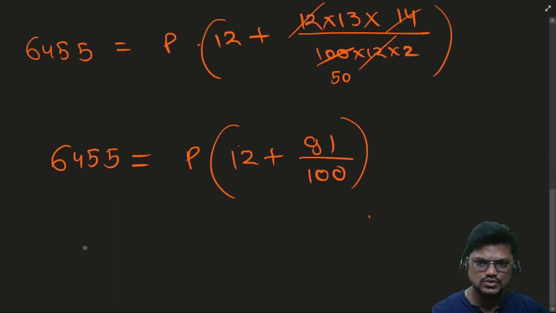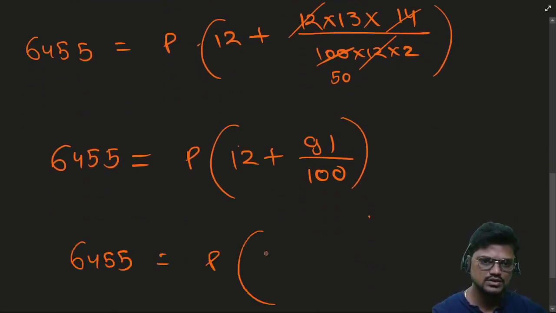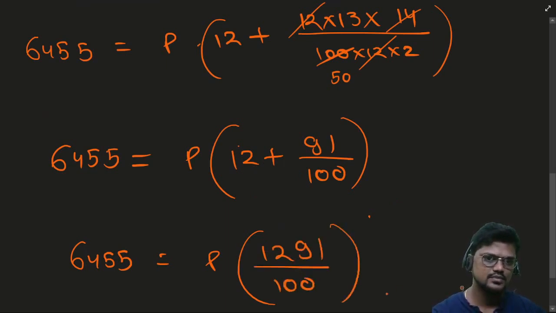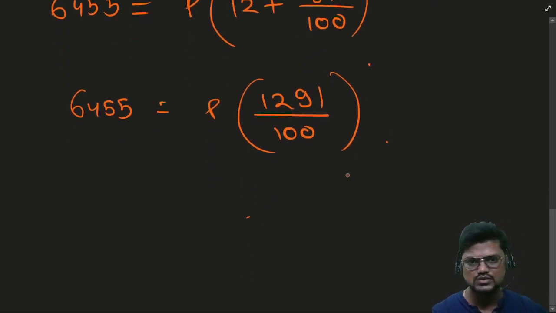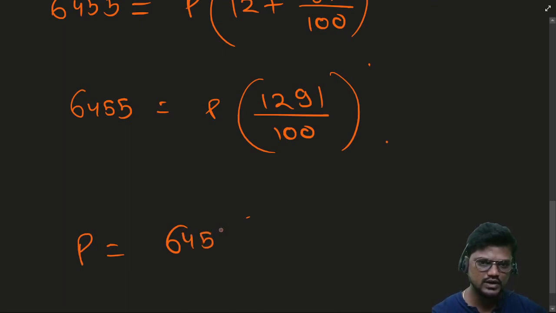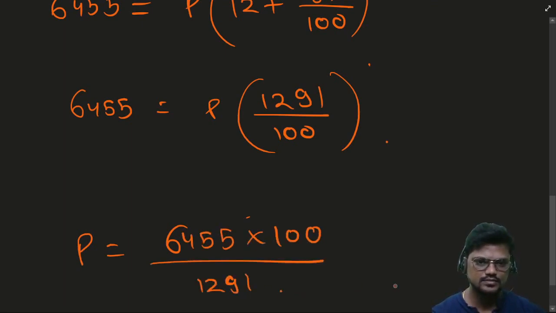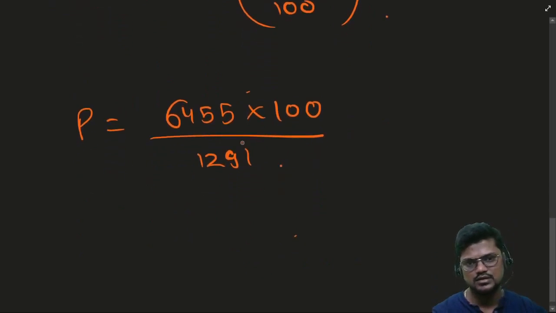So 6455 will be equal to P into 1291 upon 100. 100 into 12, that is 1200 plus 91. So this goes on this side. So the value of P will be 6455 into 100 upon 1291. This goes 2, 3, 11 ones are 11, 1, 11 ones are 11.